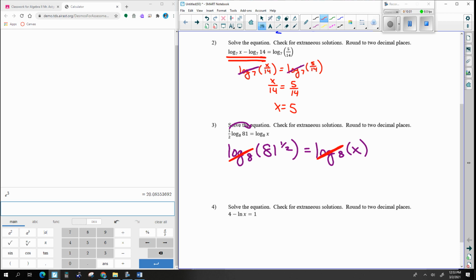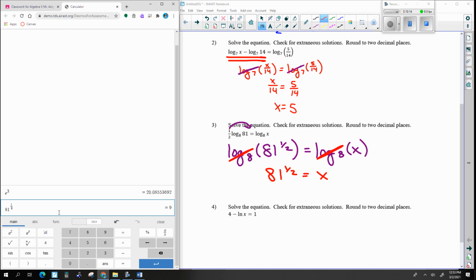The logs drop. So this is 81 to the 1/2 is equal to x. That's the same thing as saying a square root. Or if you don't know that, you can just literally use your calculator here. Say 81 to the 1/2, and that's equal to 9.